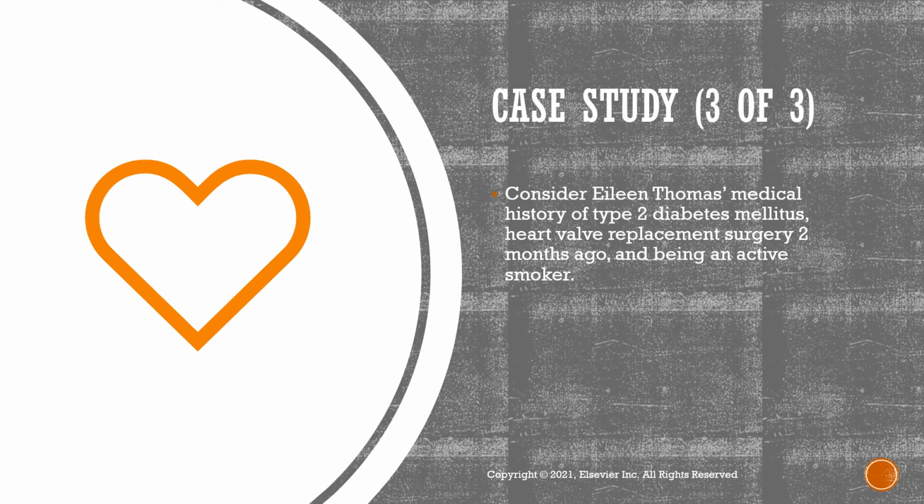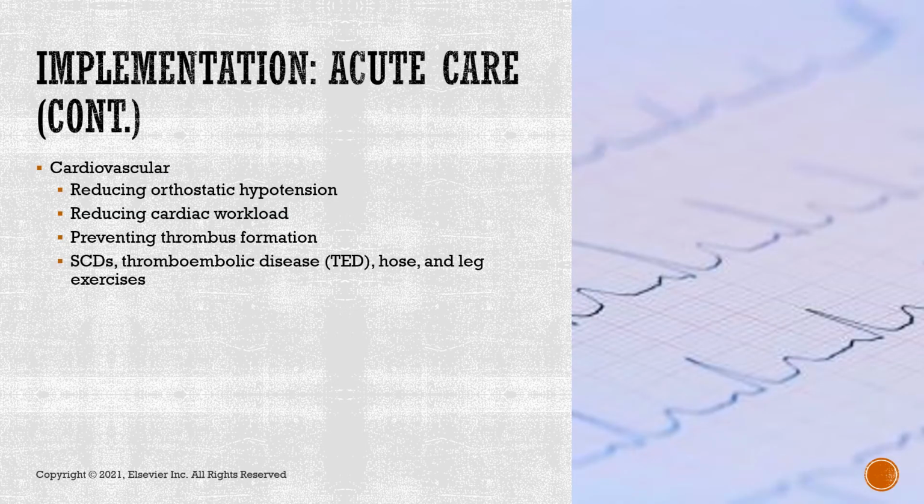So consider Eileen Thomas' medical history of type 2 diabetes mellitus, heart valve replacement surgery 2 months ago, and being an active smoker. So cardiovascular, we want to reduce orthostatic hypotension, reduce the cardiac workload, prevent thrombus formation. So we're going to use sequential compression devices, thromboembolic disease hose, TED hose, and leg exercises to help her.